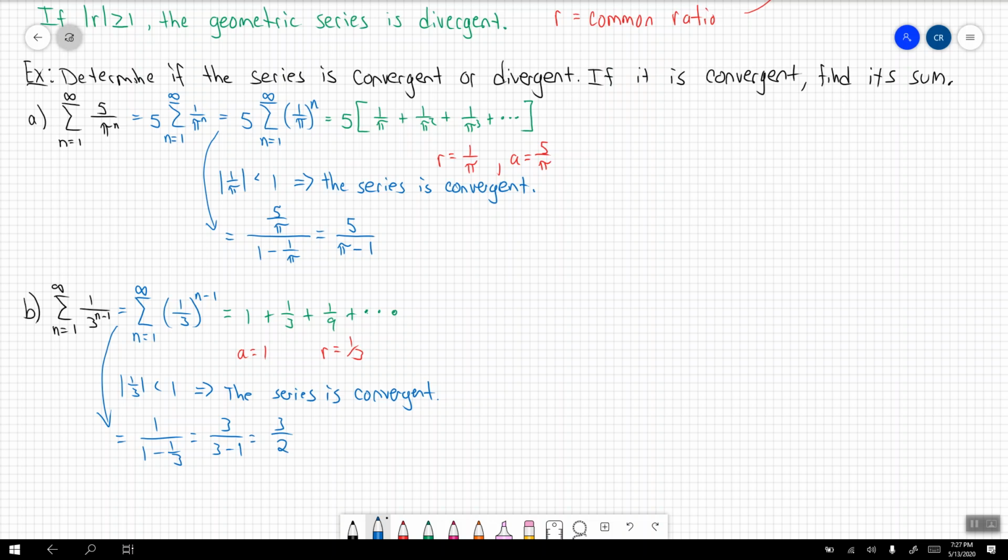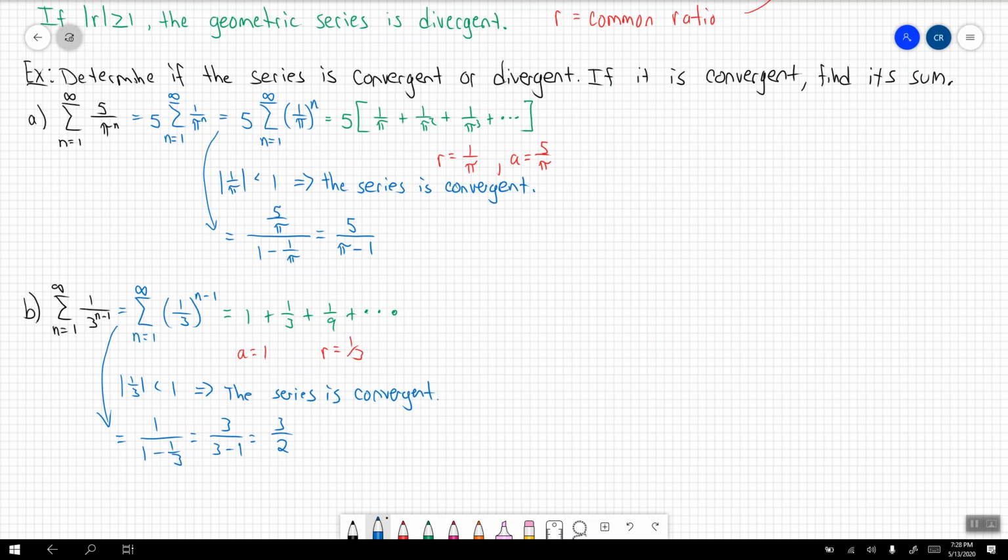Awesome. Now, if at any point in time this common ratio, or the absolute value of that common ratio, was not less than 1, then we would stop right there and we would say the series diverges. All right, because again, the common ratio would be equal to or greater than 1.